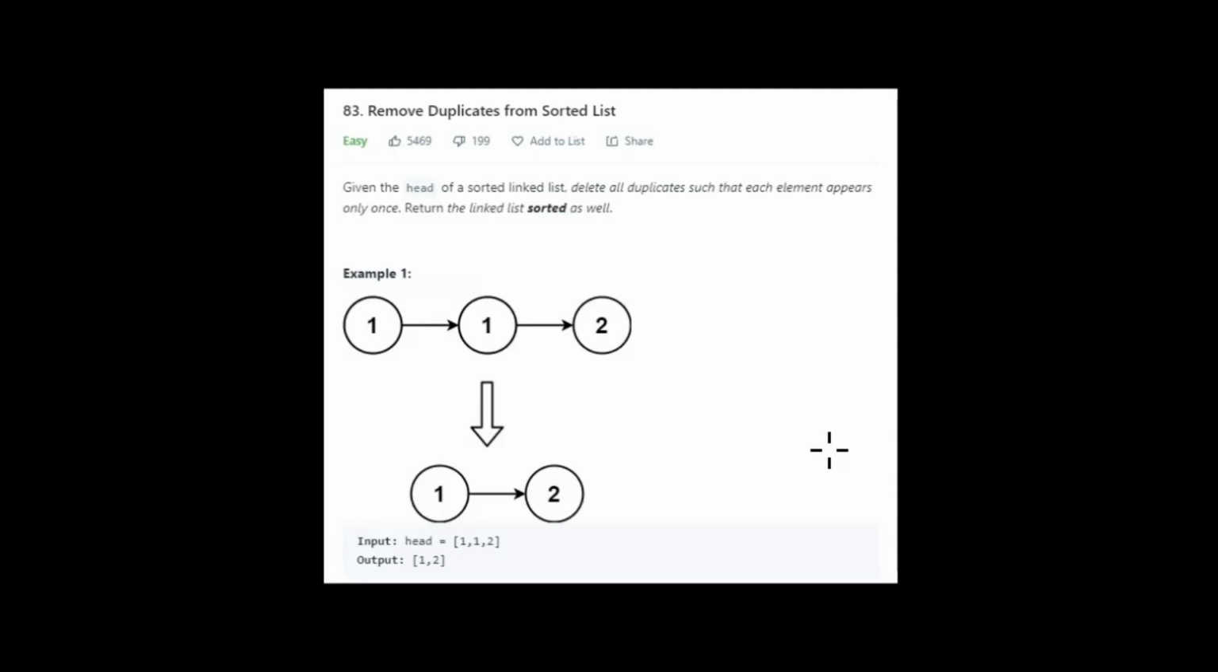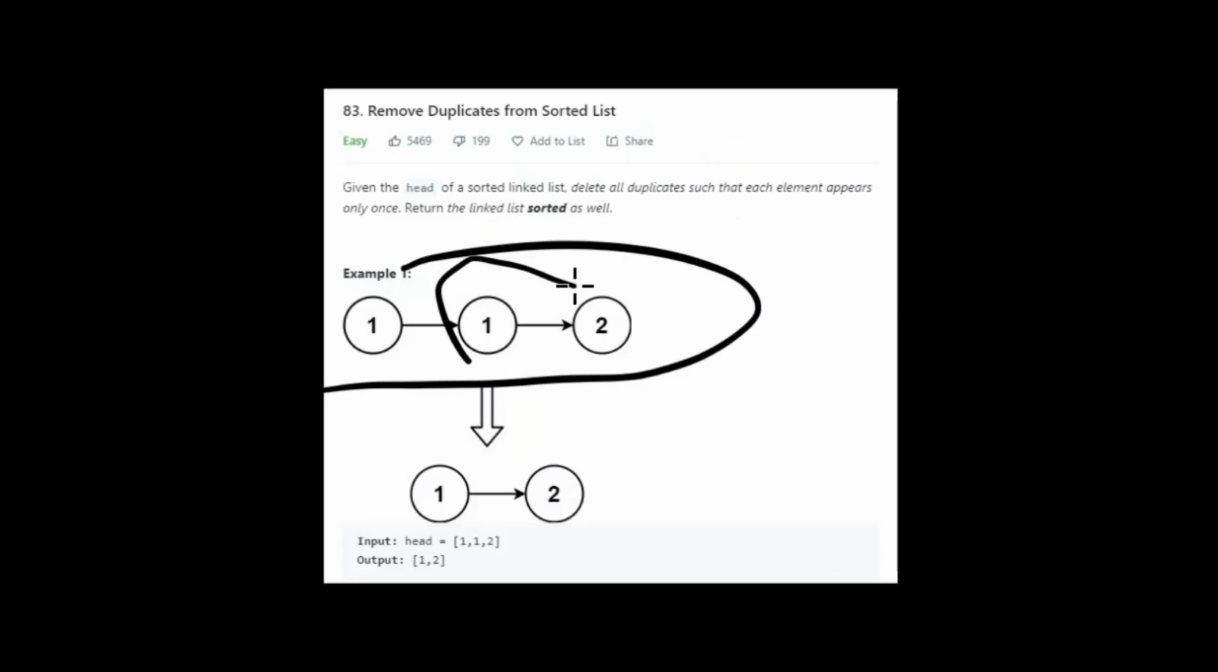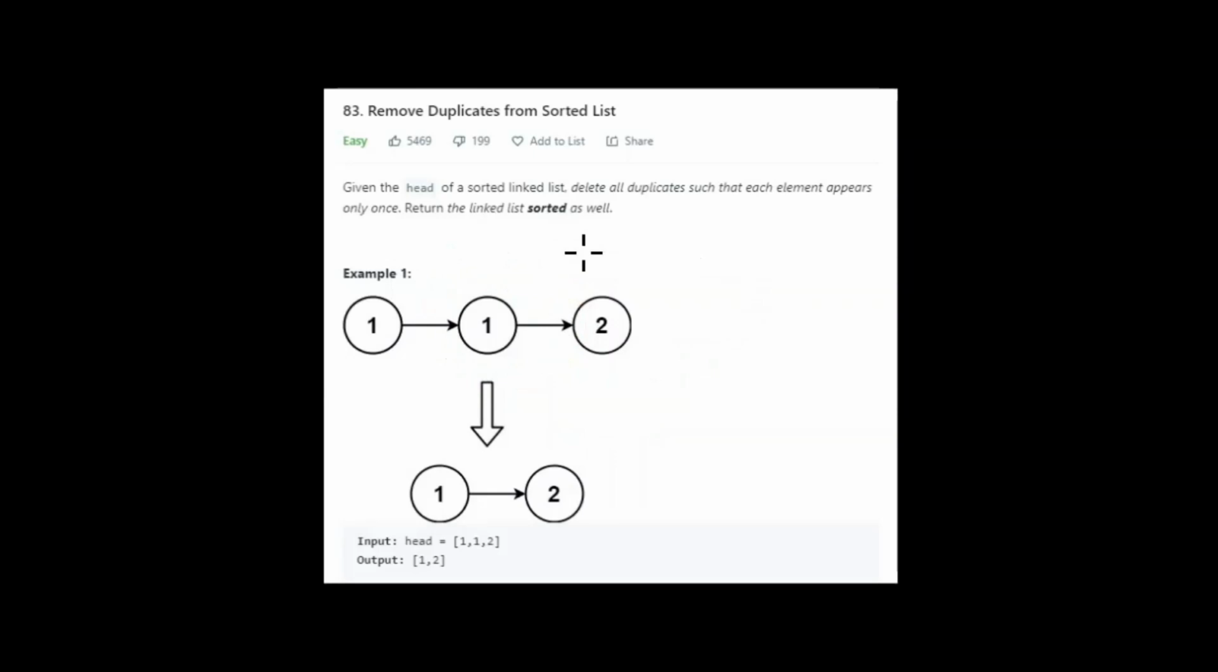So we can see that we are given the head, of course, of a linked list, but it is a sorted linked list, as we can see from the illustration given here. So it's a sorted list, right? And we want to remove all of the duplicates. We can see that the output given is 1, 2, because 1 is a duplicate. And so that is what we want to do. And we want to return the linked list sorted as well. But that should not be any problem really, because once we remove the duplicates, it's already sorted, so it is still going to be sorted.